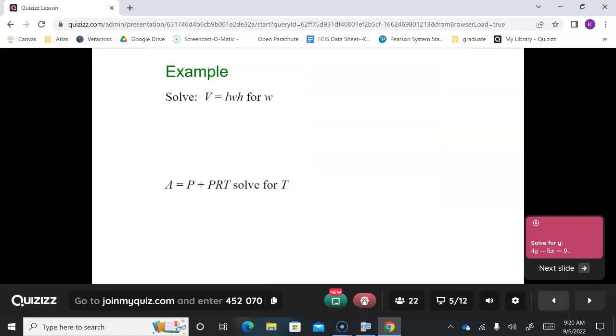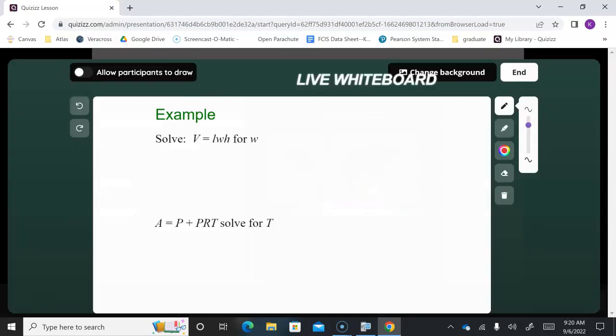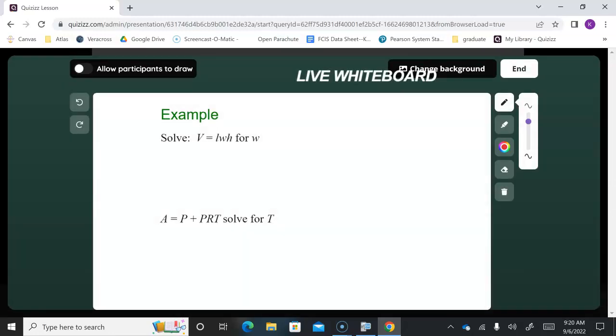So starting with our first formula, volume equals length times width times height. I want to solve for W, which means I want to get an equation in the form of W equals something, okay? I want to rewrite this equation so that I have W equals, and then the rest of my variables are going to be on the other side.